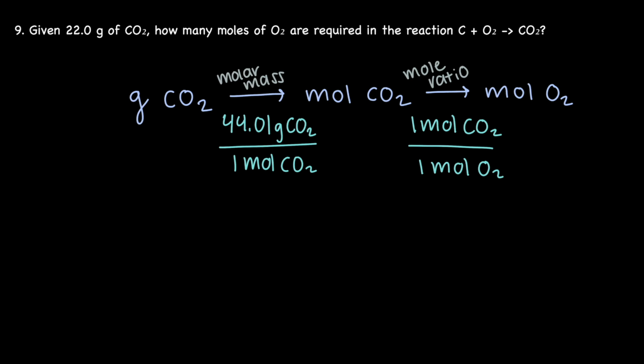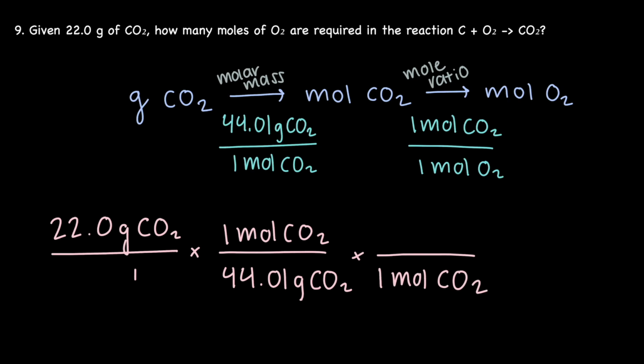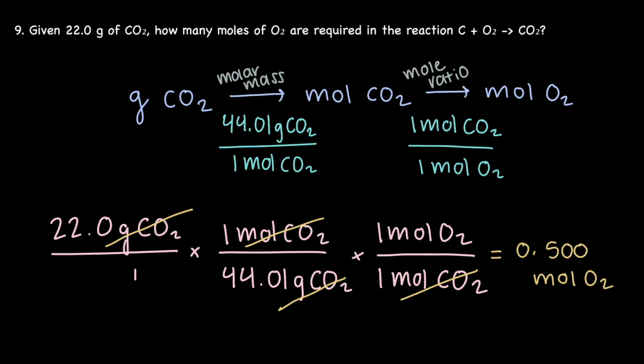Setting up all units to cancel, we start with the given value, 22.0 grams of carbon dioxide over 1. In the next fraction, we put 44.01 grams of carbon dioxide on the bottom and 1 mole of carbon dioxide on the top. In the next fraction, we put 1 mole of carbon dioxide on the bottom and 1 mole of oxygen on the top. Grams of carbon dioxide cancel, moles of carbon dioxide cancel, and we are left with moles of oxygen for the final answer. Multiplying and dividing the values, we get 0.500 moles of oxygen.